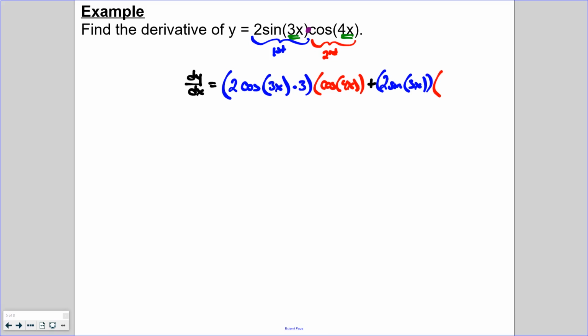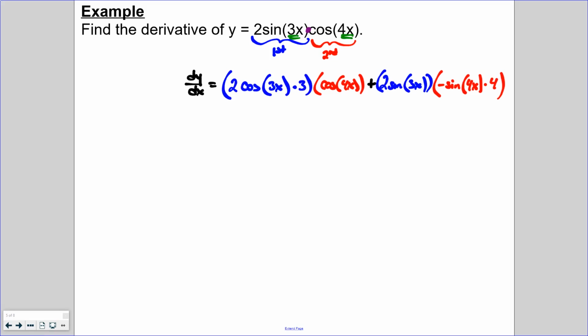And then we need to multiply by the derivative of the second function. And the second function is going to require the chain rule. So we take the derivative of the outside first. Derivative of cosine is negative sine. We leave the inside alone. And then we have to multiply by the derivative of the inside. And the derivative of 4x is 4. All right, so calculus done.